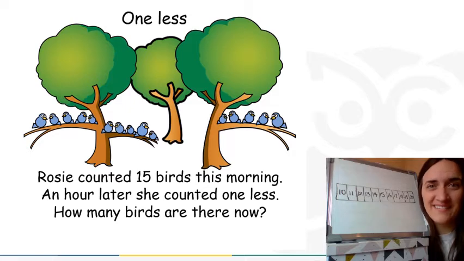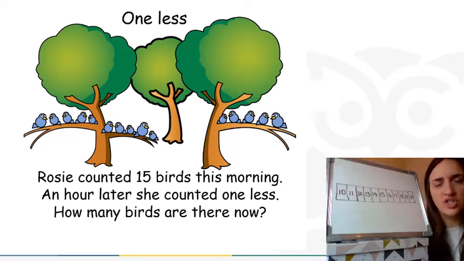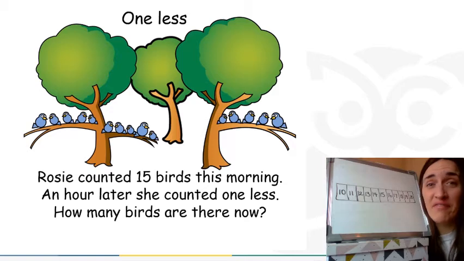Are there 15? Yes, well done, Rosie. You counted really accurately. Okay, an hour later, she counted 1 less. What do you think might have happened to that 1 bird? Yes, he might have flown away. 1 might have fallen off. 1 might have gone to get some food. 1 might have flown off to another tree.